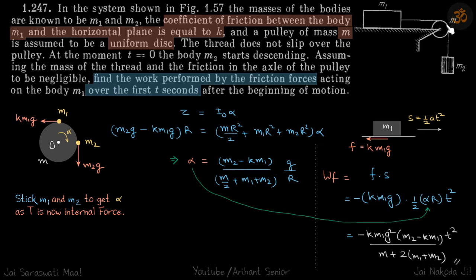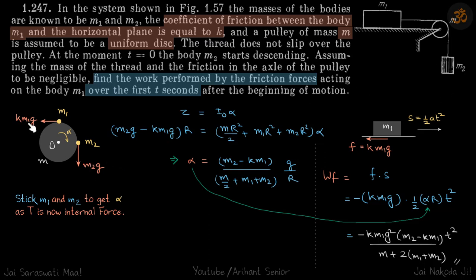So as we have done in the previous problems, we are going to get rid of the threads. So we are going to stick this M1 here and we are going to stick this M2 here, like this. And then the tension will be an internal force. So what are the external forces on the system? One will be the frictional force here and another will be Mg.